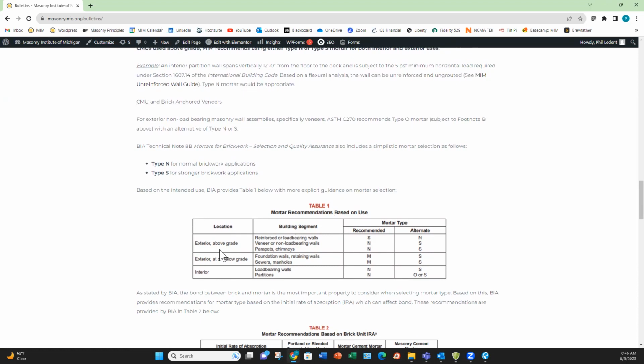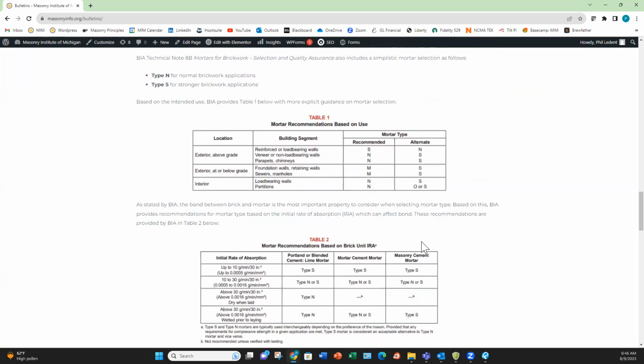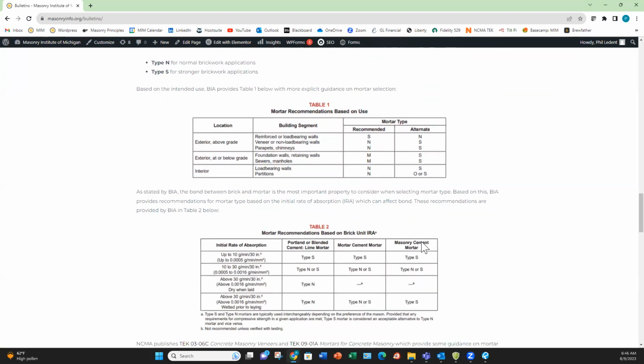So if we have an exterior above grade wall, if we are a veneer or a non-load bearing wall, it's going to recommend a type N. And our alternative would be a type S. The tech note goes on to discuss bond between brick and mortar.